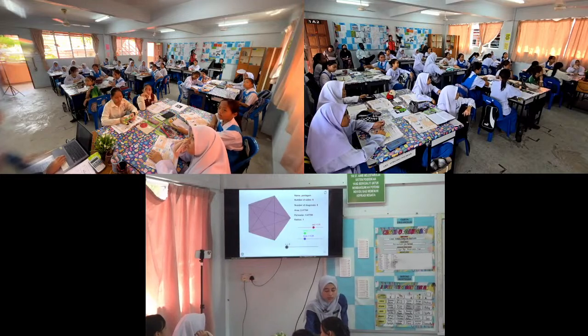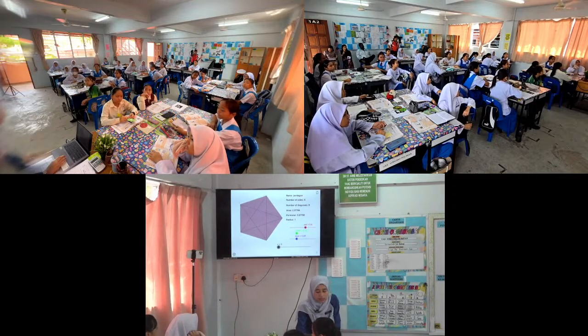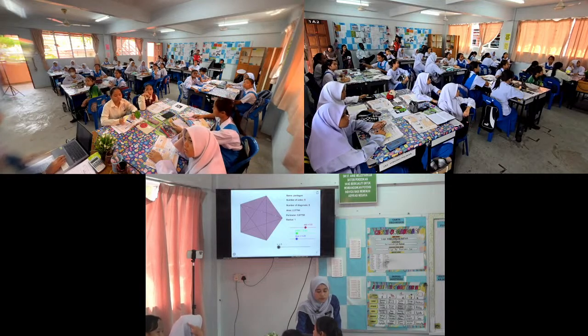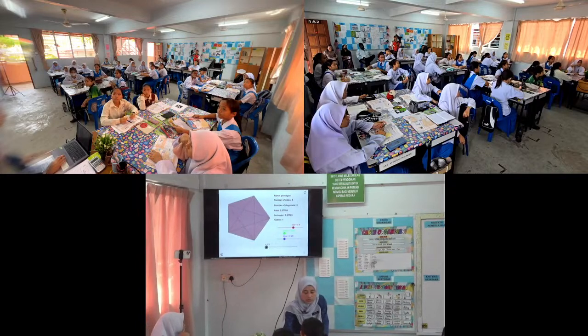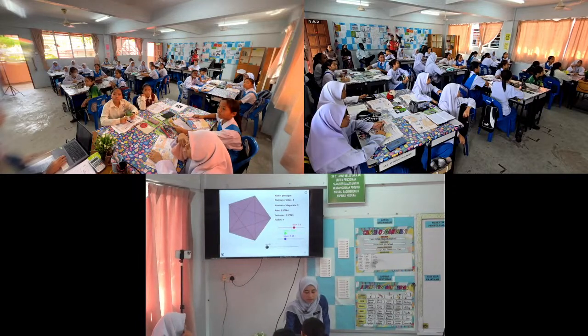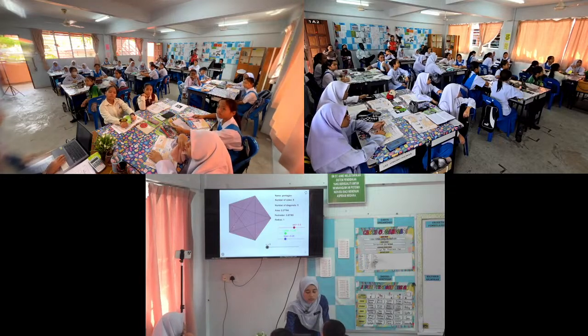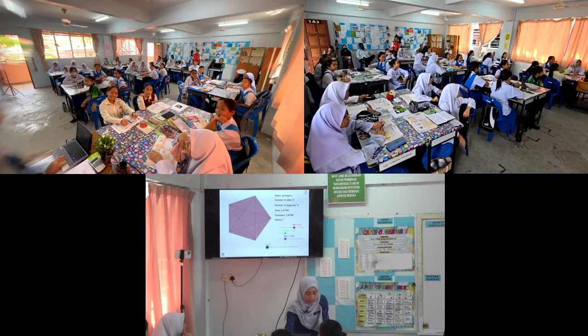So in the pentagon, we have edges. From one edge to another edge, we can form a diagonal. Let me show the diagonal. The diagonal is the line inside the polygon. So this one edge to another edge is one diagonal, 2 diagonals, 3 diagonals, 4 diagonals, and 5 diagonals.